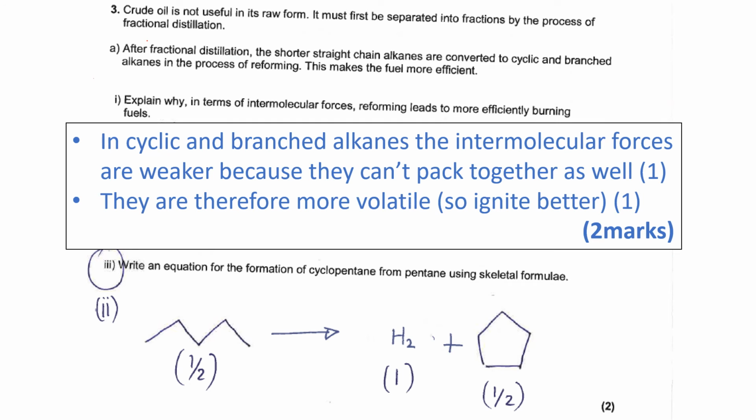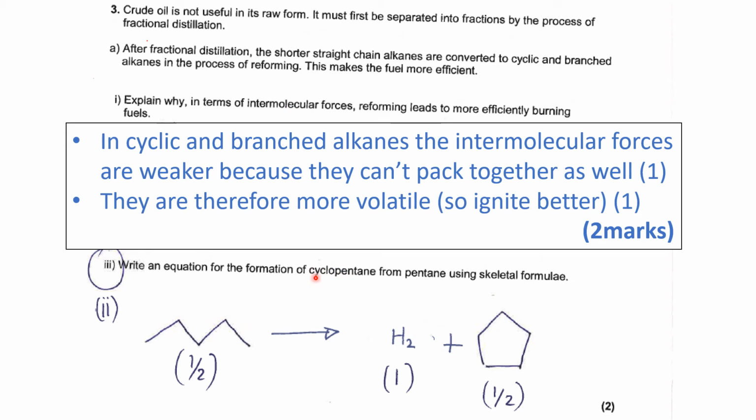So in your cyclic and branched chain alkanes, the intermolecular forces are weaker. And that's because they can't pack together as closely. They're therefore more volatile, so they ignite better, and that's why you get more efficient burning. And in this question, we've also answered in terms of intermolecular forces. So if a question ever says in terms of intermolecular forces or anything else, you have to use that key word that they've expressed there. You have to use it in your answer.